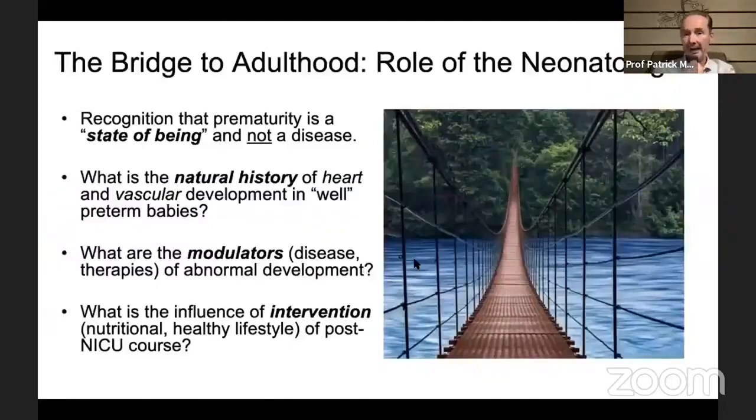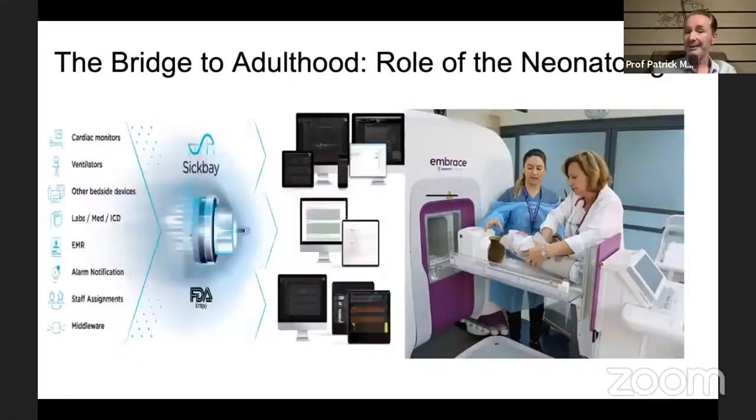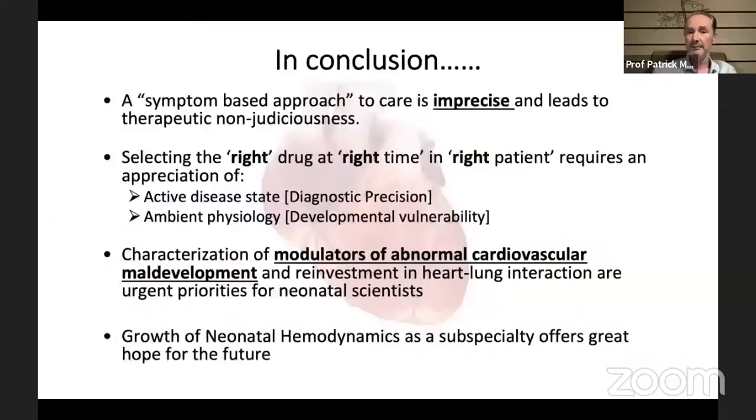So in building the bridge to adulthood, how do we move forward? Well, we must recognize that prematurity is a state of being and not a disease. It's important to characterize the natural history of heart and vascular development, not just in sick babies, but also in well babies, determine the modulators of maldevelopment, and look at the impact of both neonatal and beyond-neonatal interventions. Tools like MRI in the NICU will help us better understand heart and lung development. Artificial intelligence will provide much better insights into when babies get sick.